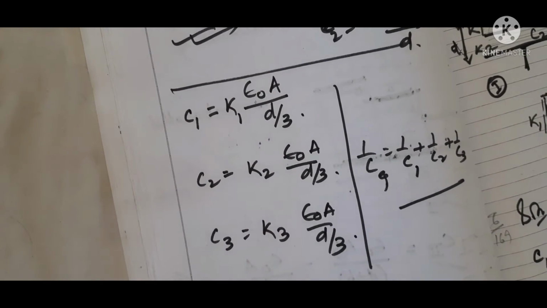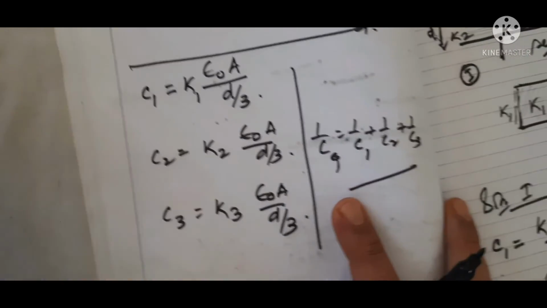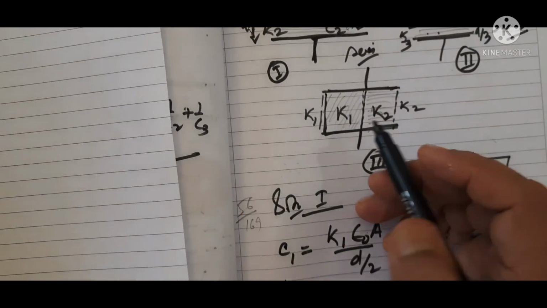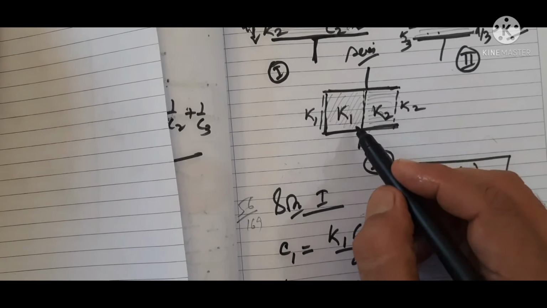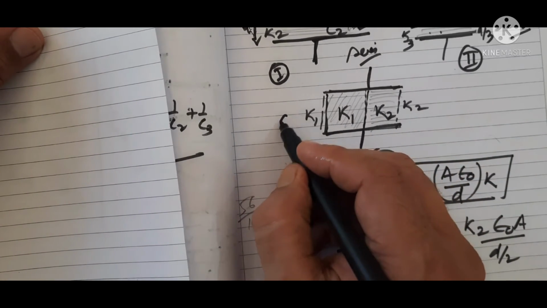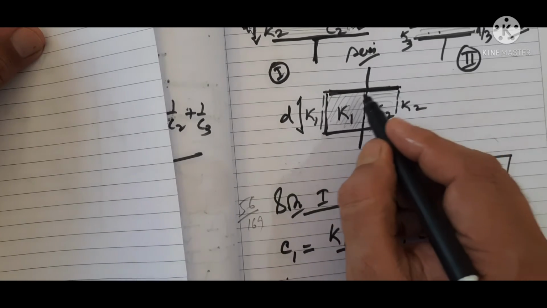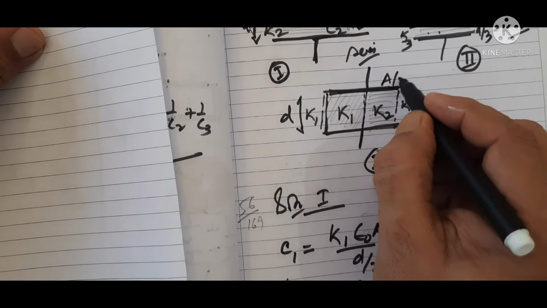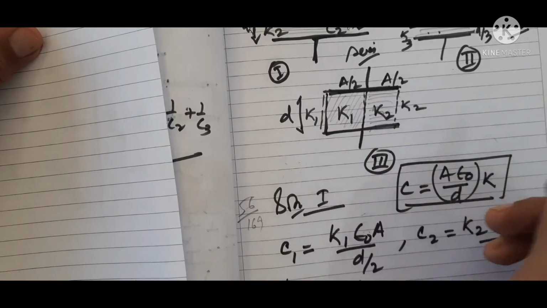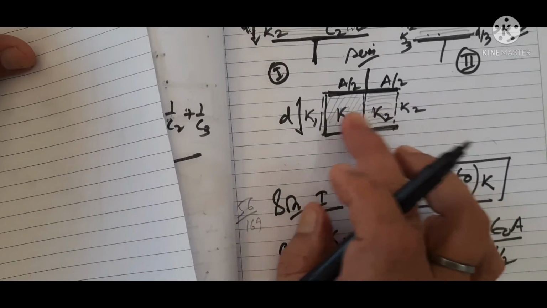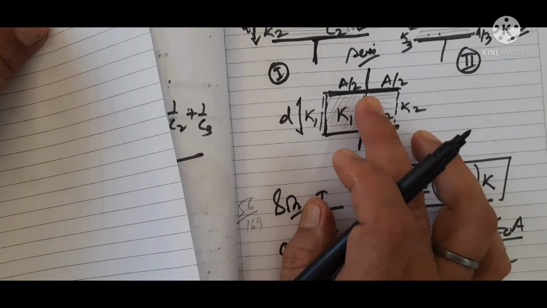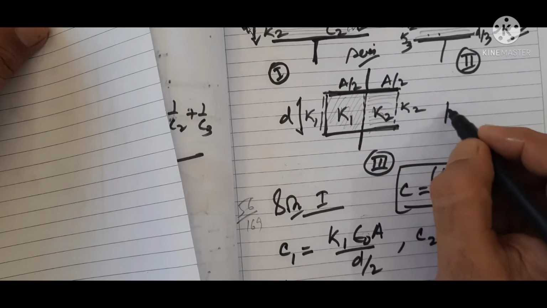Right? Third figure: in this, K1, K2 are arranged in this particular way. The separation is D; separation is not changing. But here the area is changing into half. The area becomes A by 2 and A by 2, and these two are in parallel.